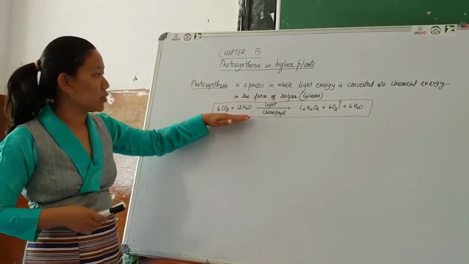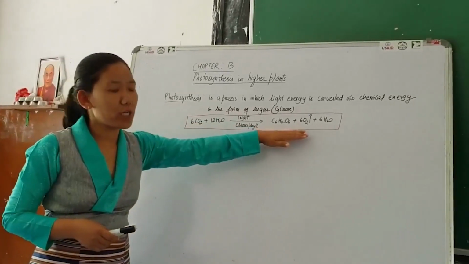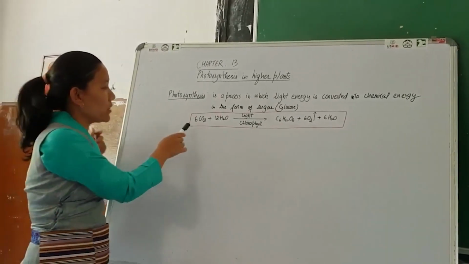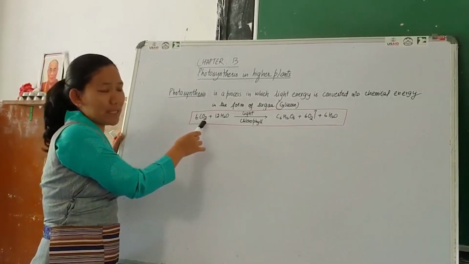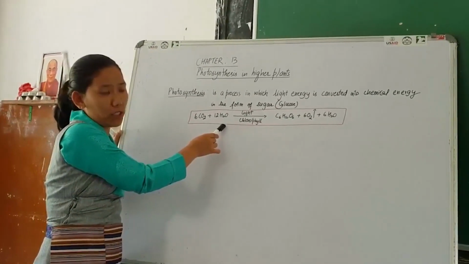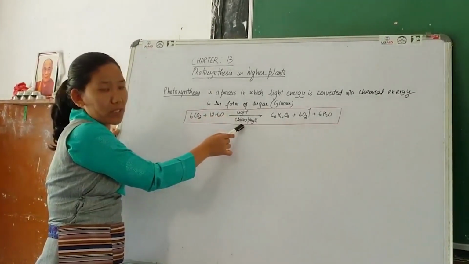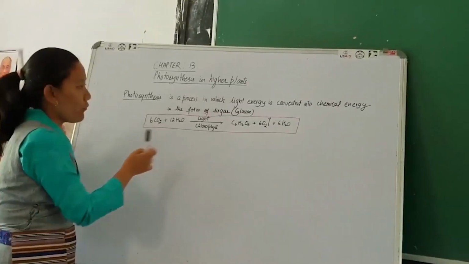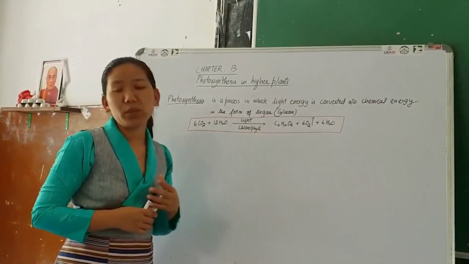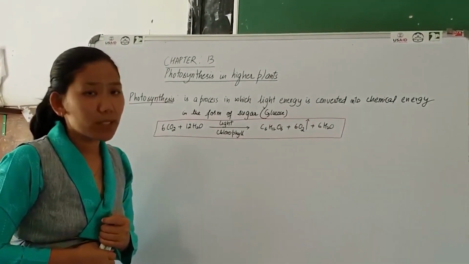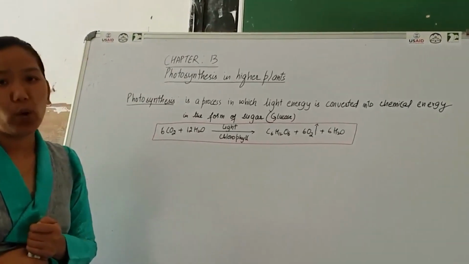Here, this side shows the raw material and these are the products. So here we have 6 molecules of carbon dioxide and 12 molecules of water. The solar energy trapped by the chlorophyll pigments and other pigments in the plant gives rise to glucose and the release of oxygen molecules and water.